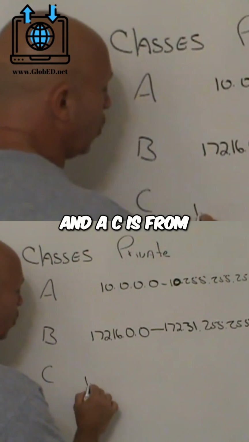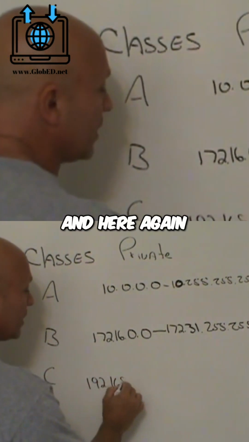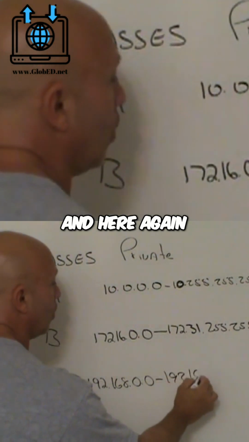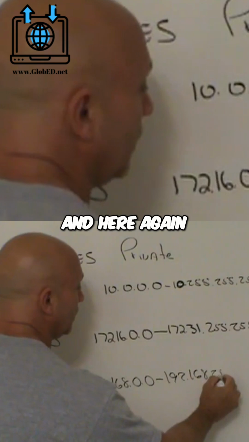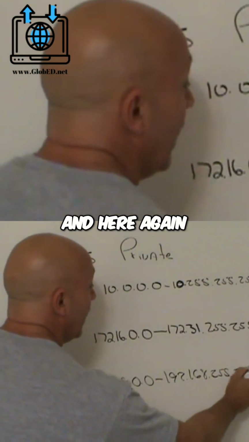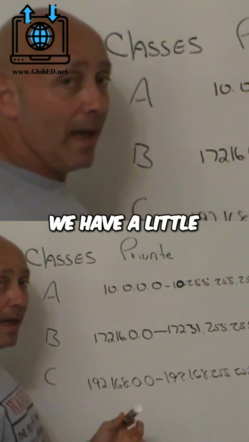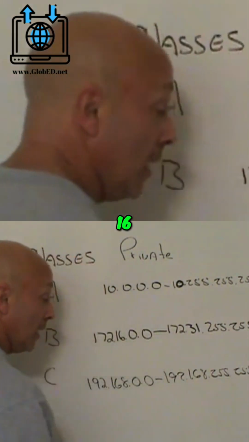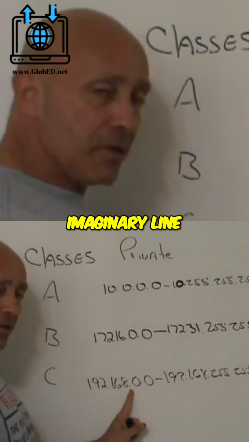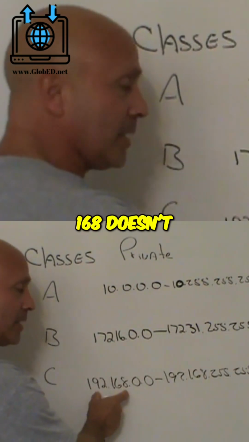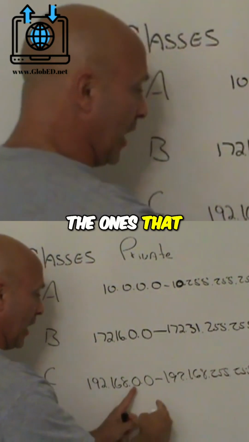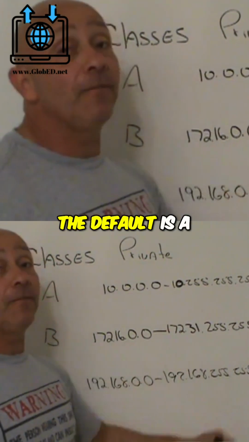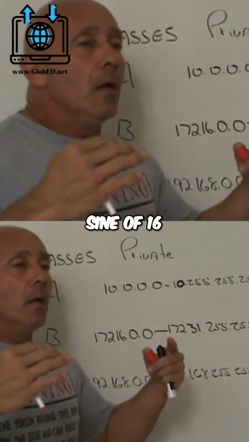And a C is from 192.168.0.0 to 192.168.255.255. And here again, we have a little different mask for privates. 16. Because where is that imaginary line? Right here. You see the 192.168 doesn't change. So the ones that change are the last two octets. Okay? Therefore, the default is a CIDR 16.